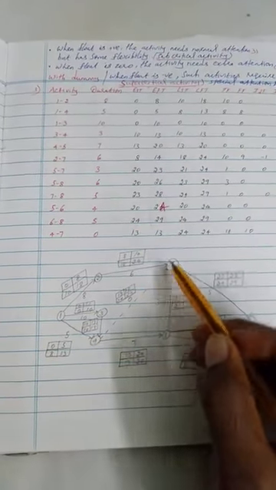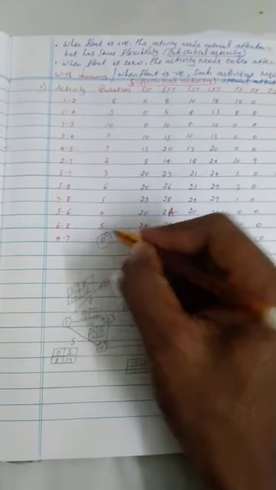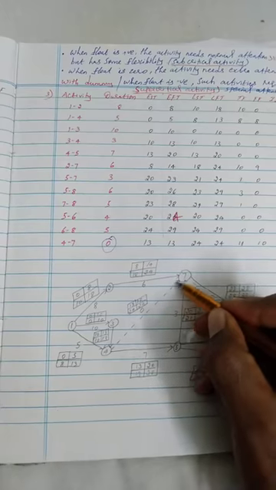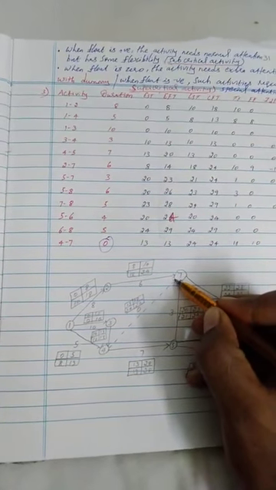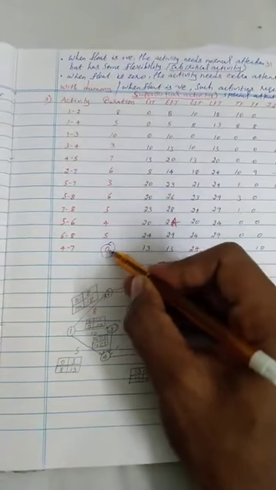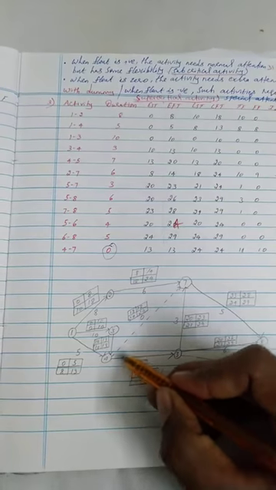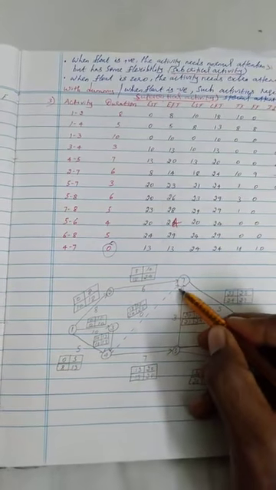Here for 4 to 7, the duration is 0. So it indicates a dummy activity, because I already told you the dummy activity doesn't consume any resources. That's why the duration comes as 0. When the duration is 0, you need to mark this activity as a dummy.